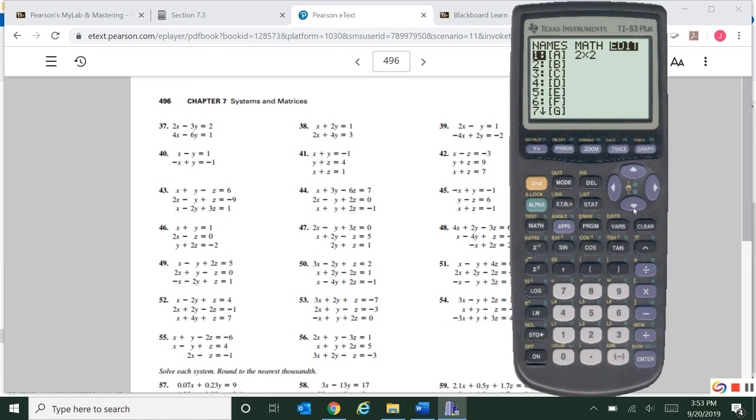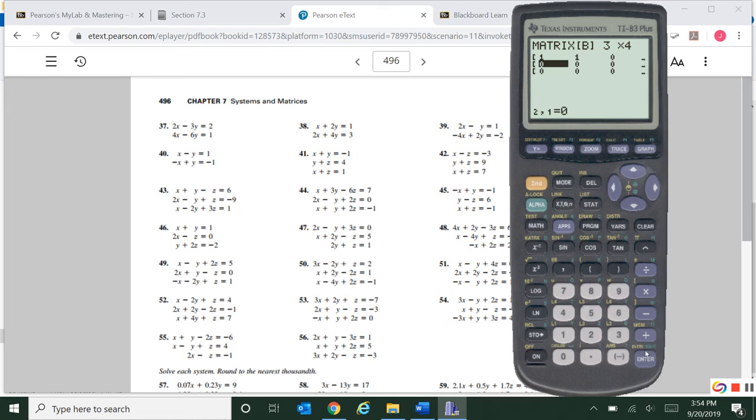matrix menu and you're going to go over to edit and you're going to pick, I'm going to put this into B. You need as many columns as variables, so I have 3 variables. So I need the 3 variables across, then I'm going to need the solution as well. So I'm actually going to need a 3 by 4 matrix, okay? And then my first row here, you're just taking the coefficients. So x is 1, y is 1, z is 0, okay? And then the solution is -1.